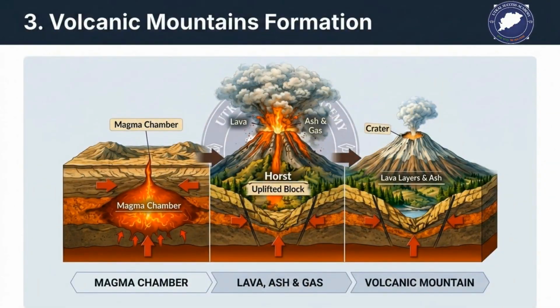This picture shows the formation of volcanic mountains, where magma from beneath the Earth rises through a magma chamber and erupts as lava, ash, and gases. Over time, repeated eruptions deposit layers of lava and ash around the vent, building up a cone-shaped volcanic mountain with a crater at the top.